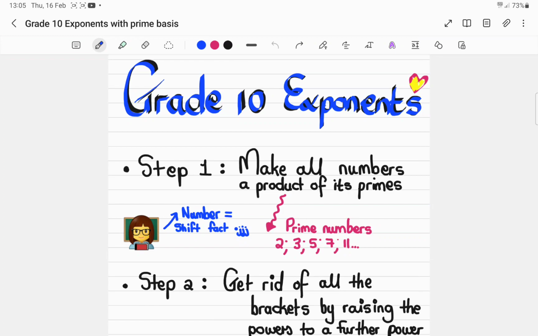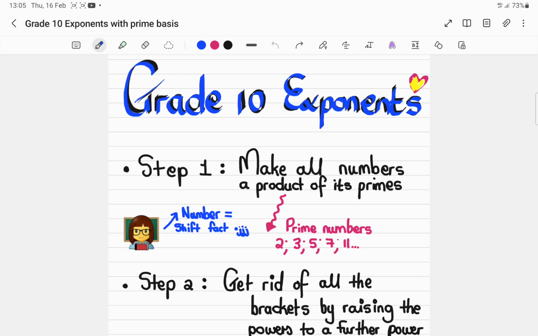All right, so I've made a summary with the exponents just so that you know how to tackle these sums and what steps to follow, because when I was at school, I liked steps. So you tell me how to tackle something. All right, so with grade 10 exponents, step 1 is to make all numbers a product of its primes.